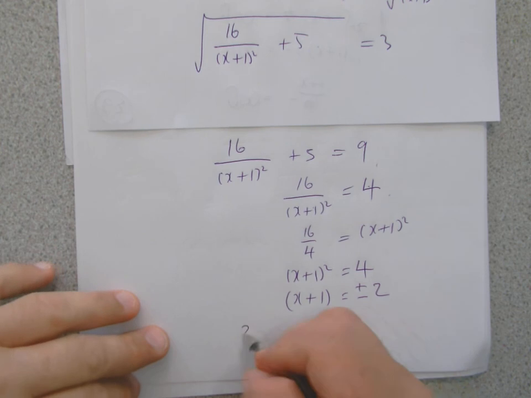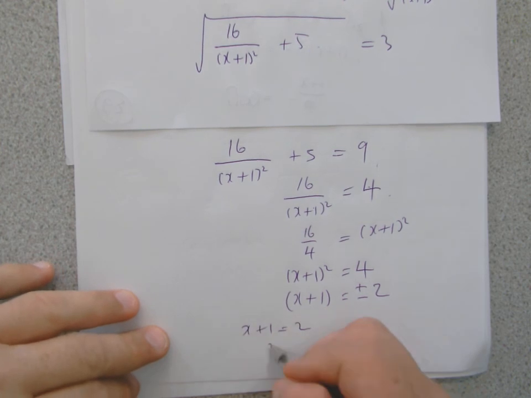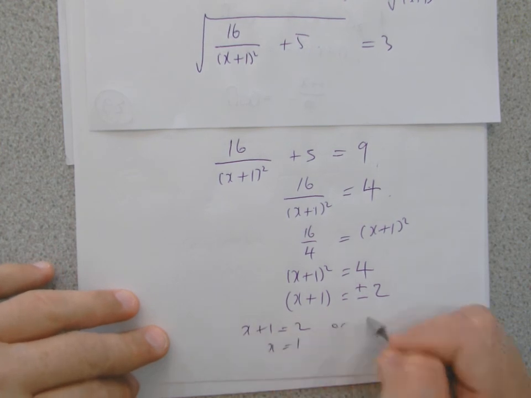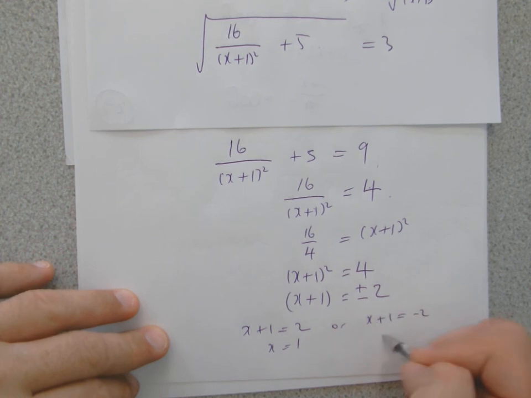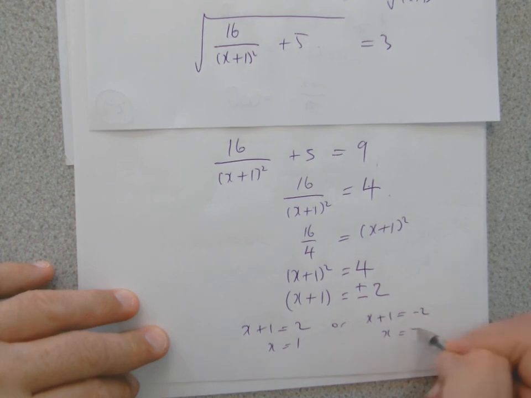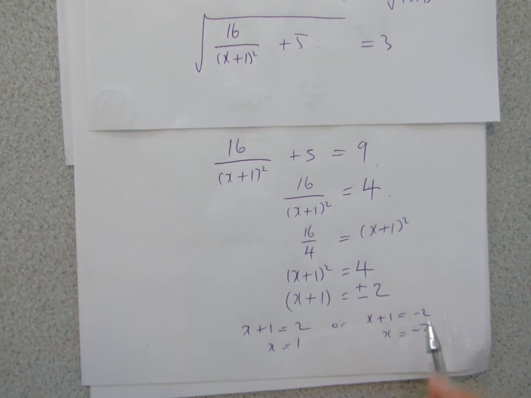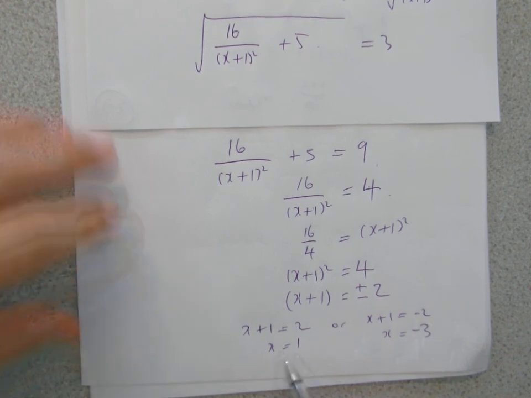If we take the positive, we'd have x plus 1 equals 2, so that means x would equal 1. Or x plus 1 equals minus 2, so that means x would equal minus 3. So you've got two answers there. It doesn't necessarily mean that both answers work.